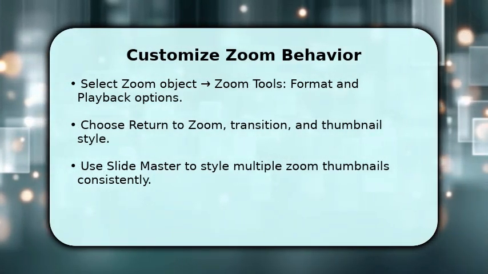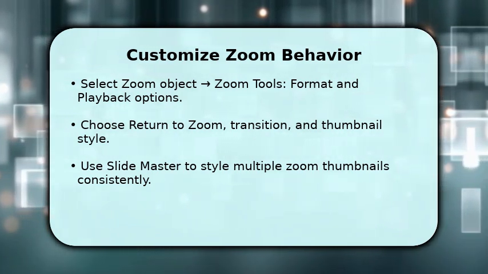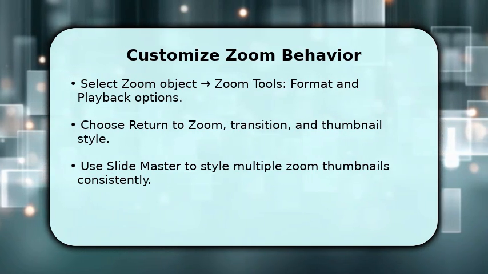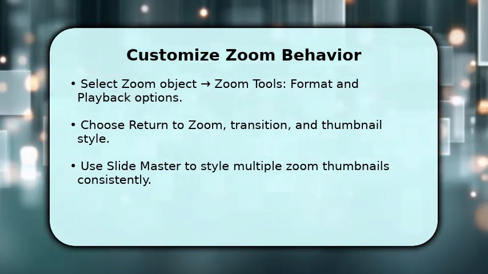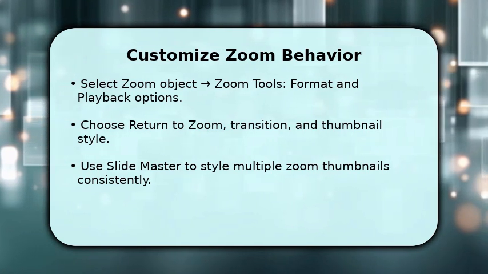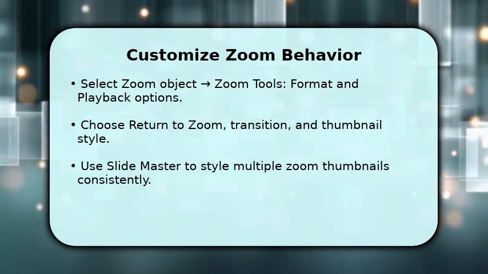Click a Zoom thumbnail and use Zoom tools to open format and playback settings. Make decisions like enabling return to Zoom so viewers come back to the menu, set transition durations, and pick thumbnail shapes or borders. If you have multiple Zooms, edit the slide master to apply uniform styles and save time.